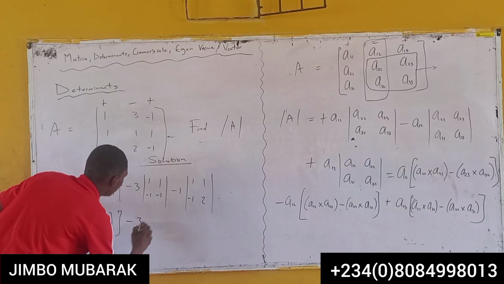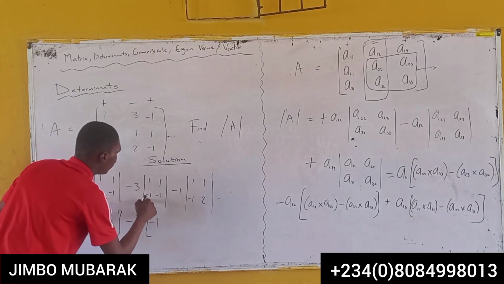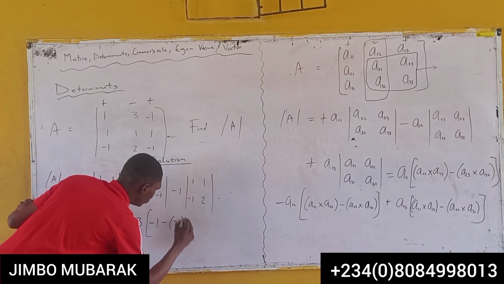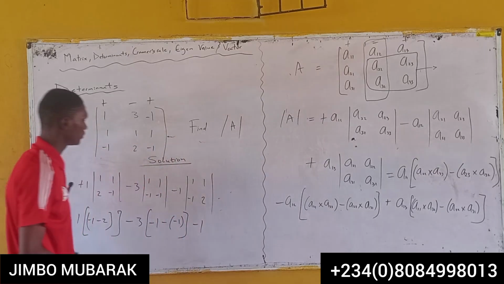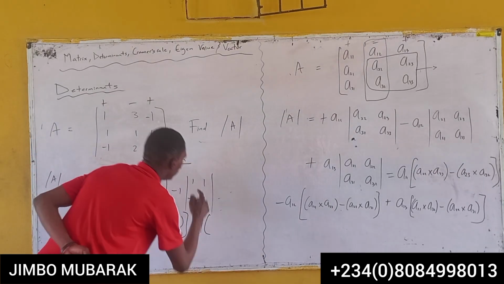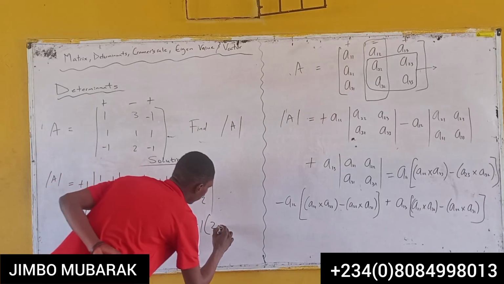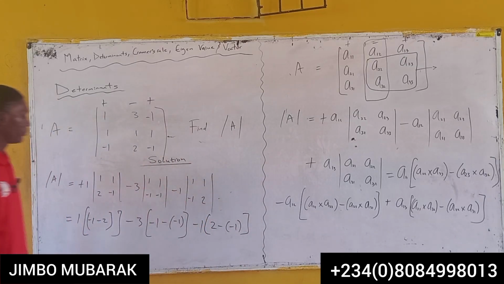So what do we have next? Minus 3, right? 1 times minus 1 is minus 1, minus 1 times this is minus open bracket minus 1. So what do you have next? Minus 1, right? 2 times 1 is 2. Minus 1 times 1 is minus open bracket minus 1.